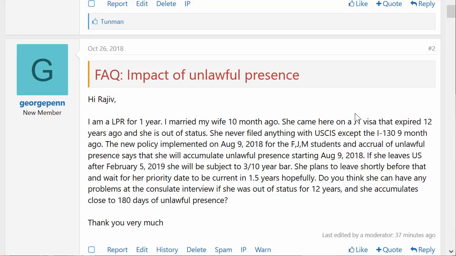In your case, the first thing I want you to do is make sure that she came in on an I-94 that said DS. Because if she did not have DS, then she's been accumulating unlawful presence for a while. And then the only solution is, when you become a US citizen, you can then apply for her I-485 without having an issue with unlawful presence because she entered legally. So please do spend some time with an immigration lawyer to go over all of this.